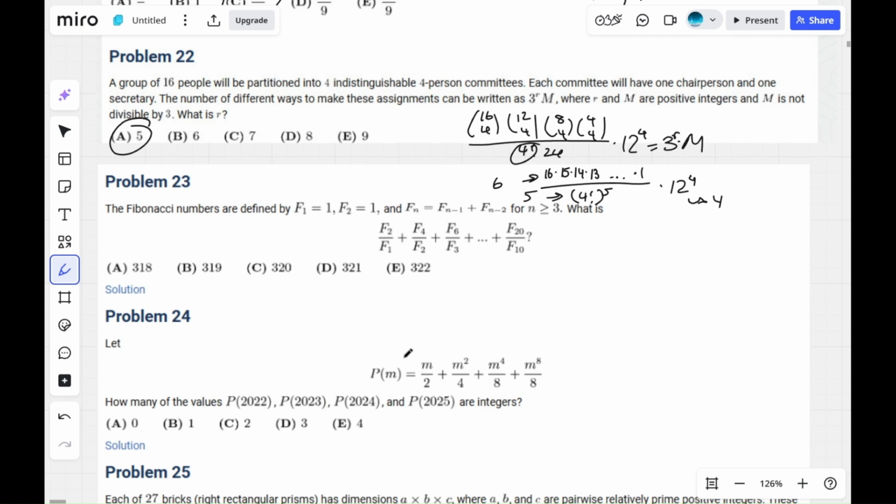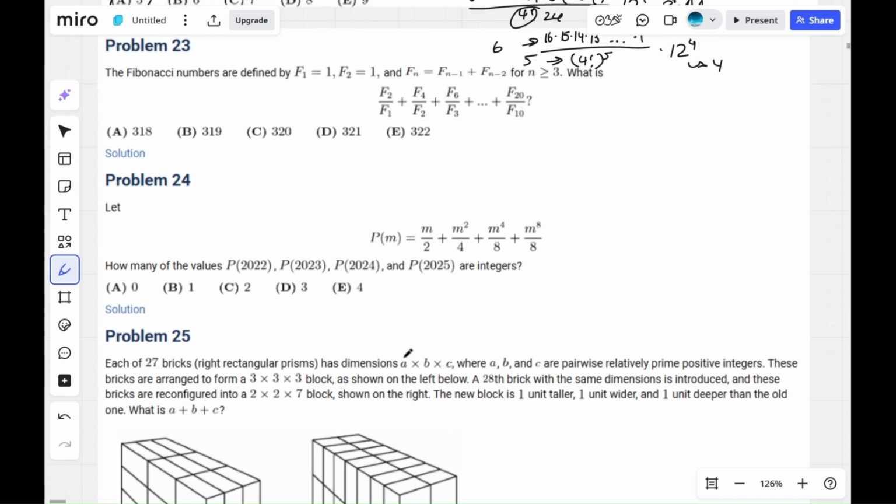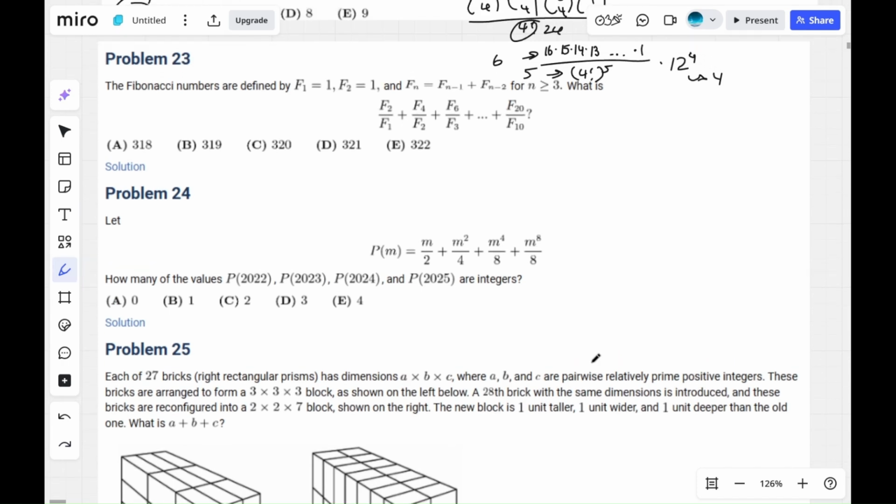Okay. Next question, question 23. The question says the Fibonacci numbers are defined by f1 is equal to 1, f2 is equal to 1, and fn is equal to fn minus 1 plus fn minus 2 for n is greater than or equal to 3. What is the value of whatever that is?